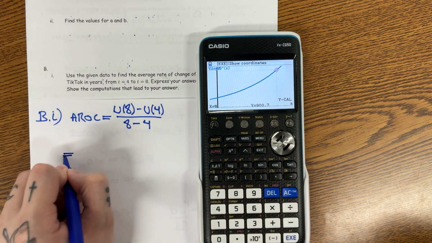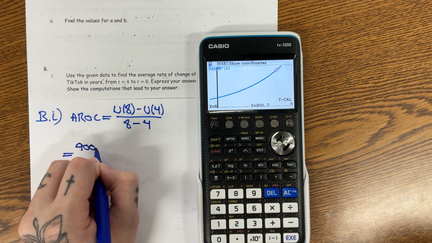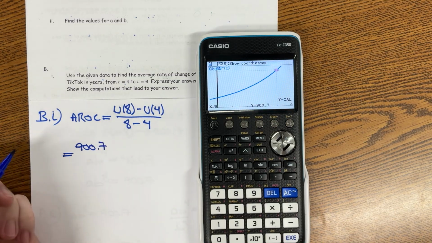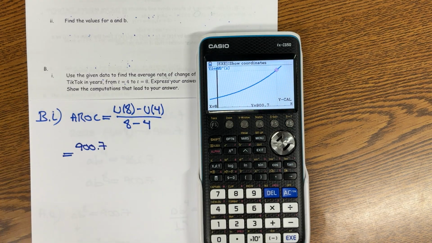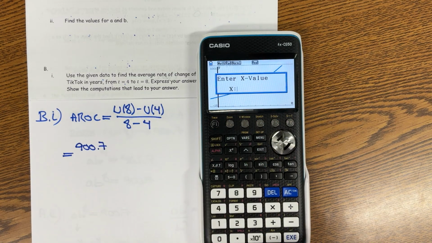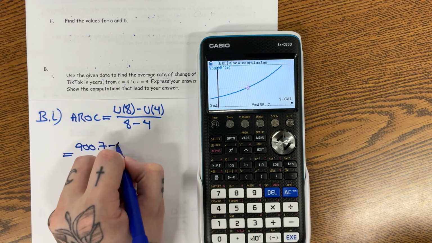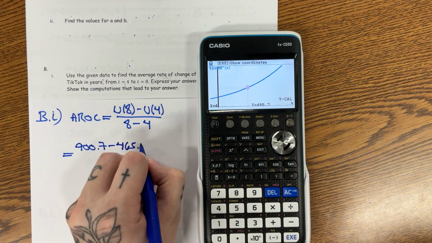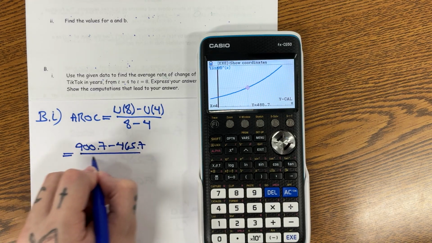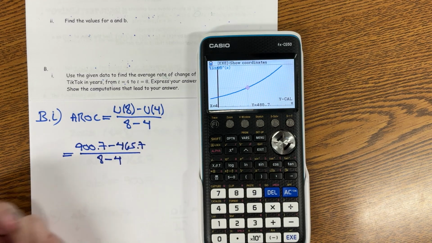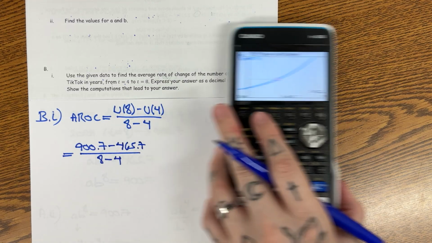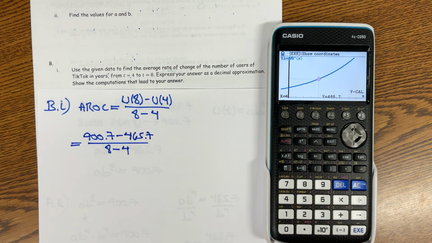So my AROC is gonna be 900.7, which also, I'm being a dum-dum and they literally gave us those values. But I still wanna show you how to do this on a calculator just in case. So I technically just wasted that time when they gave us those values. But you know what? That's what happens when math is hard.